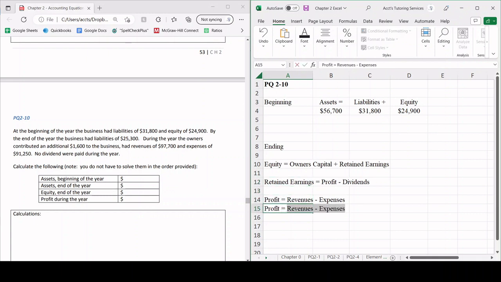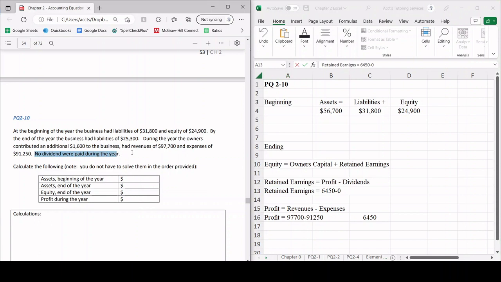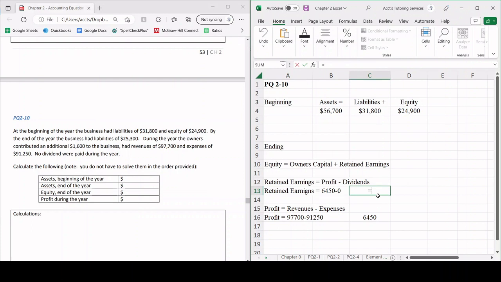profit is going to be equal to 97,700 minus 91,250. So then profit is simply going to be 6,450. Now to calculate retained earnings is going to be 6,450 minus $0 since there is no dividends that were paid, as in the question. So then retained earnings is also going to be 6,450 minus 0.